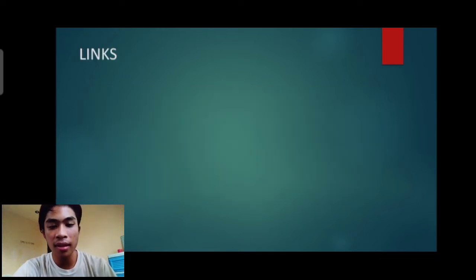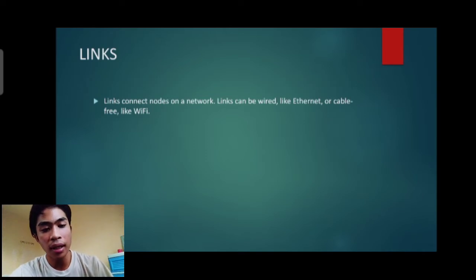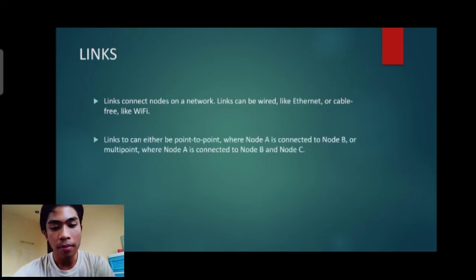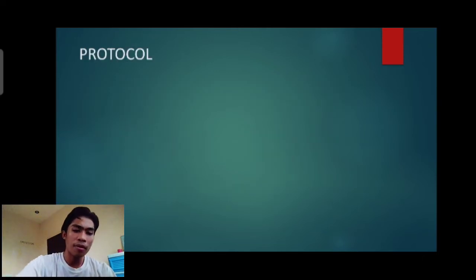So links, what are links? Links connect nodes on a network. Links can be wired, like ethernet cable, or cable-free, like Wi-Fi. Links can either be point to point, where node A is connected to node B, or multi-point, where node A is connected to node B and C. When we're talking about information being transmitted, this may also be described as one-to-one versus a one-to-many relationship. We will talk about that later on.